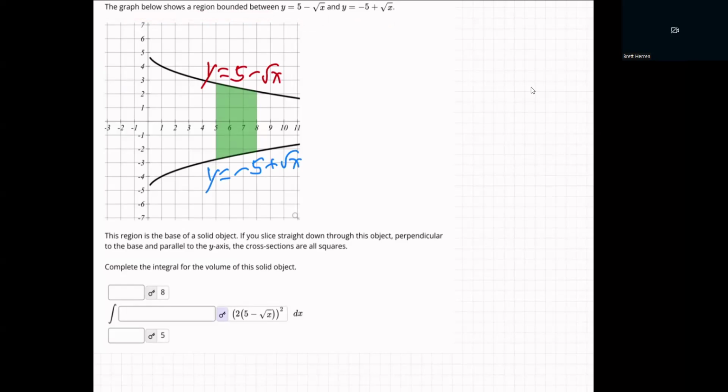I know because this is a positive root x function going up, and this is a negative root x function going down. And see how it hits up at 5, it looks like, and this one hits down at negative 5. Okay, so there it is.